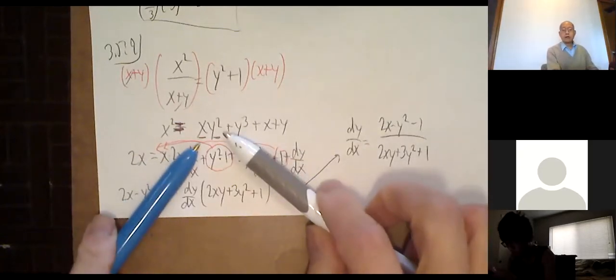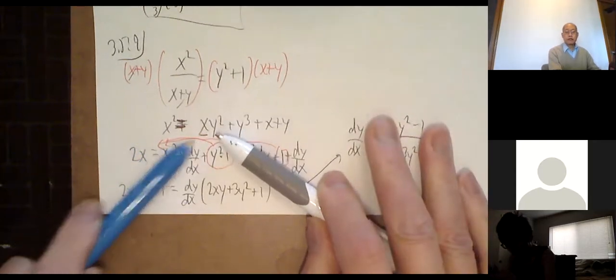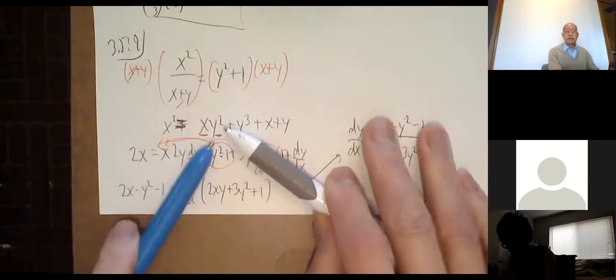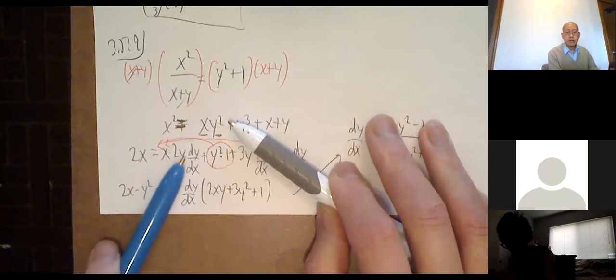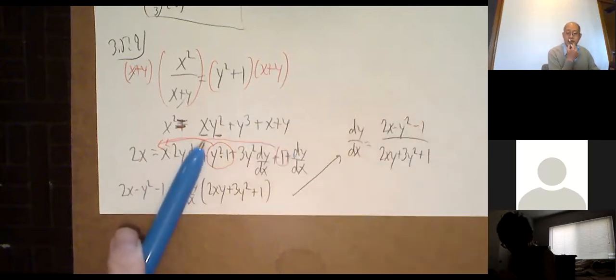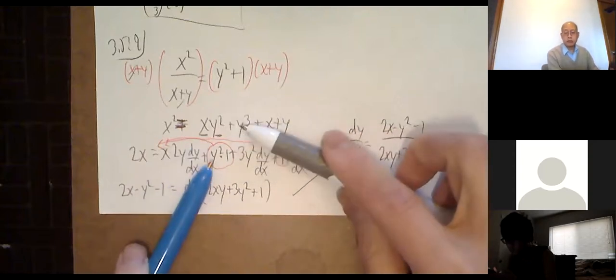Okay, so right here, product rule. First function x times the derivative of y squared. What's the derivative of y squared? 2y dy/dx. Plus second function. Don't take the derivative of the second function, just copy the second function, y squared.